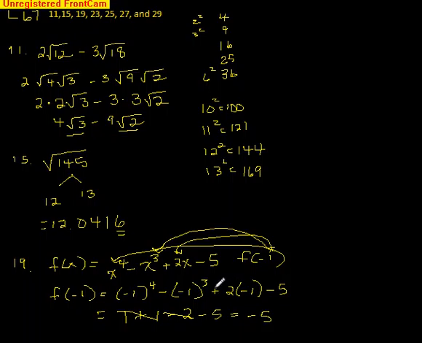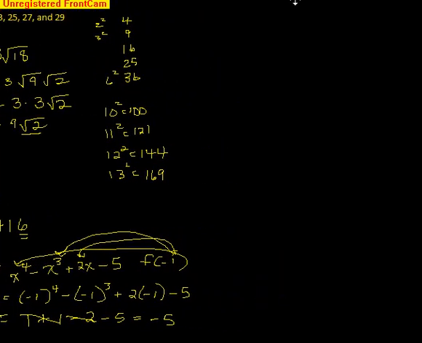Okay, next one, 23. I'm going to move my little screen over here. This one is a complex fraction. So we have a over a squared over a plus b.